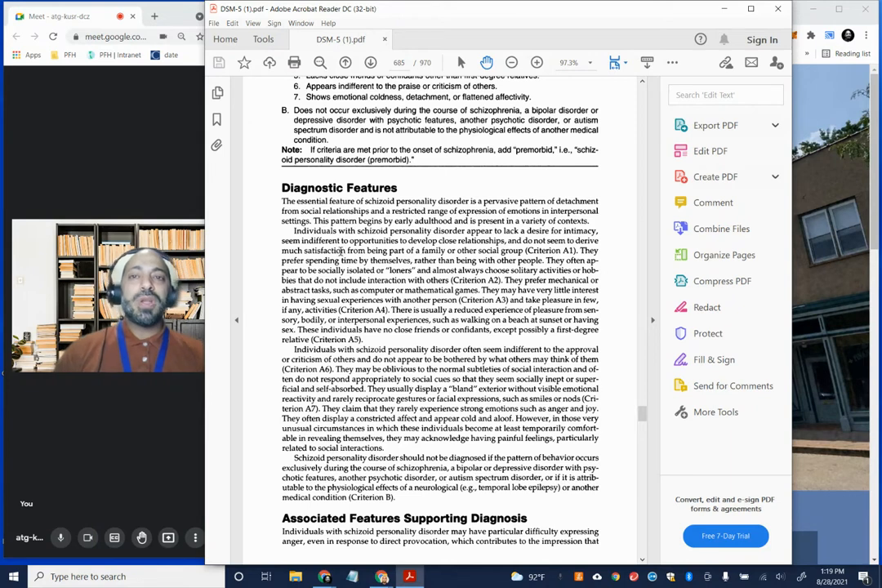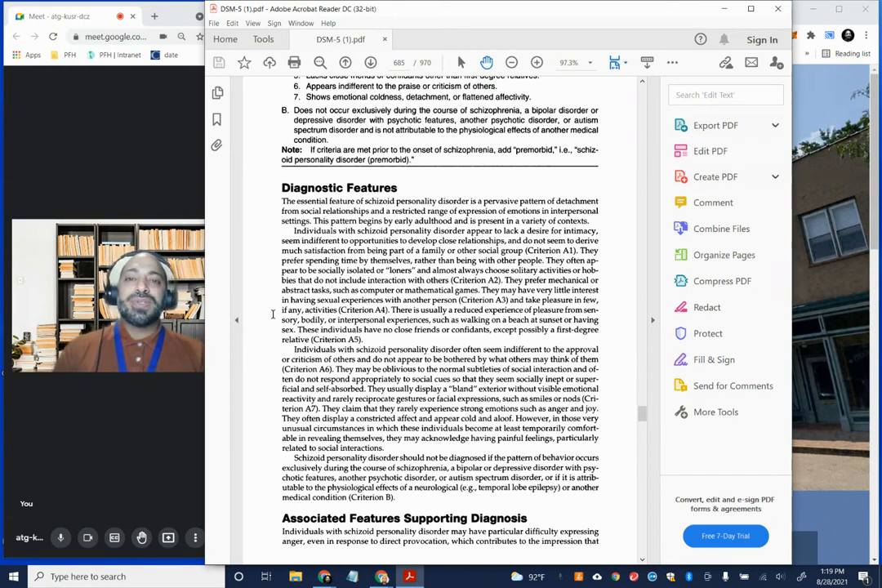This is pretty much what I just summarized, but we're going to read it again line by line because that is important. So the essential feature of schizoid personality disorder is a pervasive pattern of detachment from social relationships and a restricted range of expression of emotions in interpersonal settings. This pattern begins by early adulthood and is present in a variety of contexts.